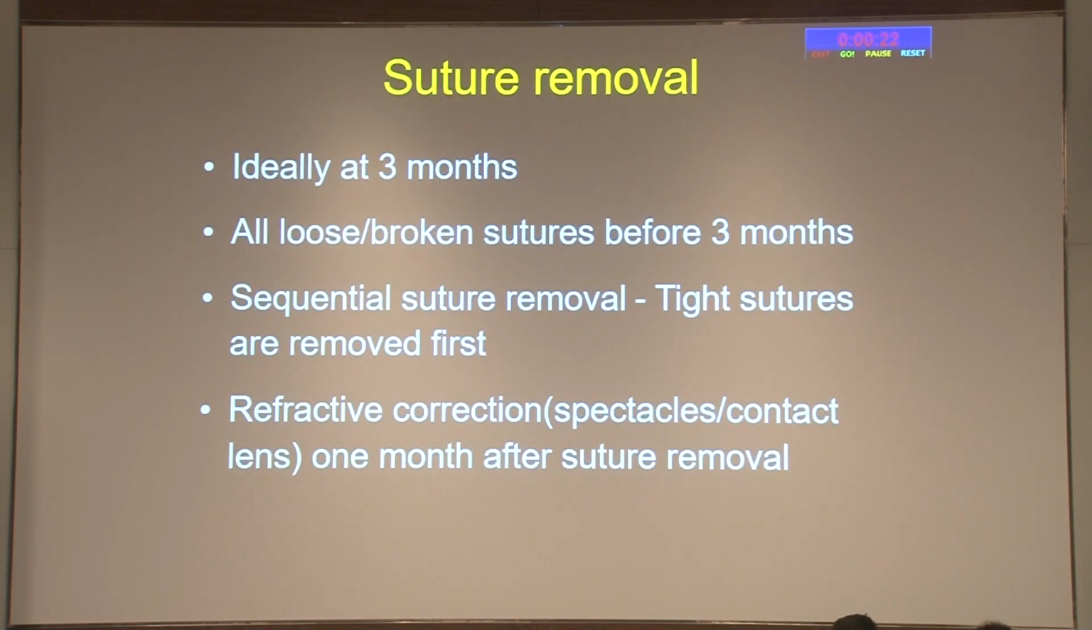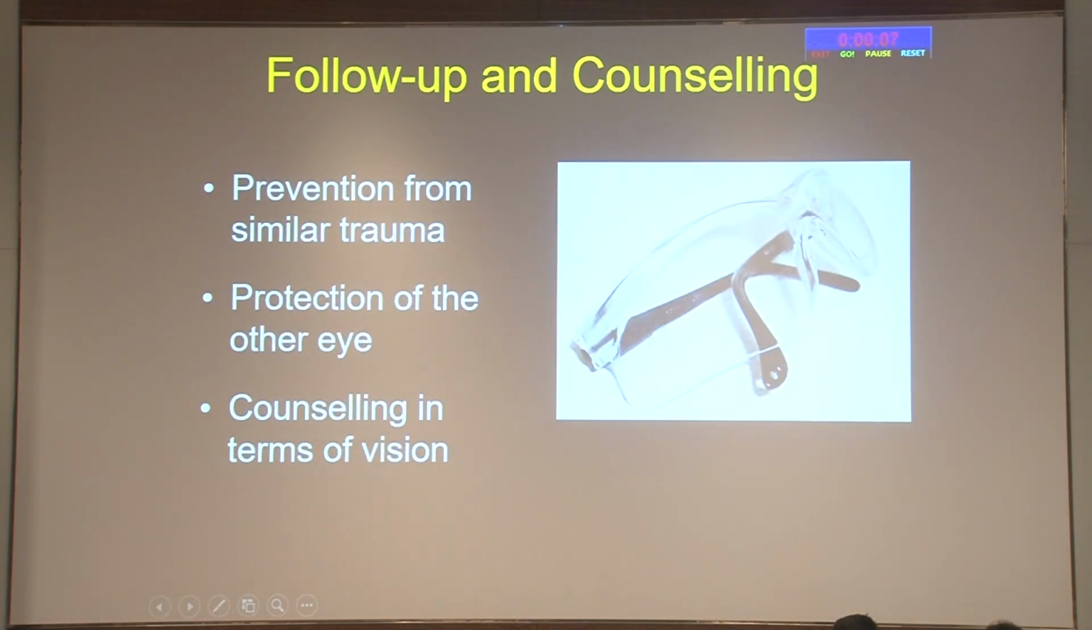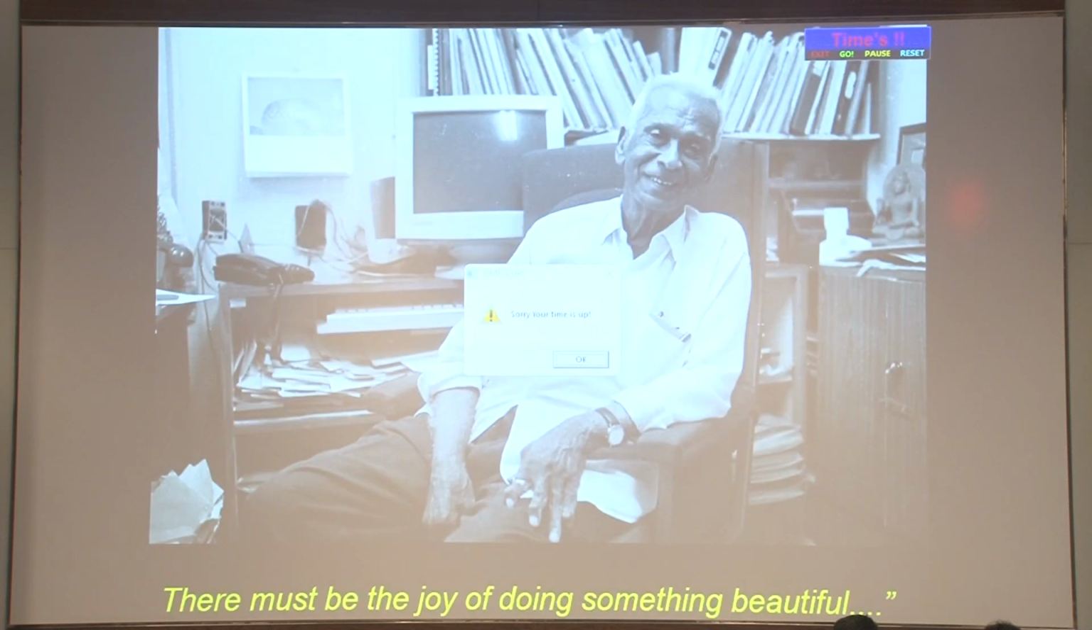So when do you remove the sutures? You remove the sutures ideally at 3 months, or whenever they are loose before 3 months. The tight sutures are removed first, and refractive correction with spectacles or contact lens can be given after 1 month of suture removal. Follow-up and counseling are very important. Prevention of similar trauma has to be explained, and protection of the eye has to be done.